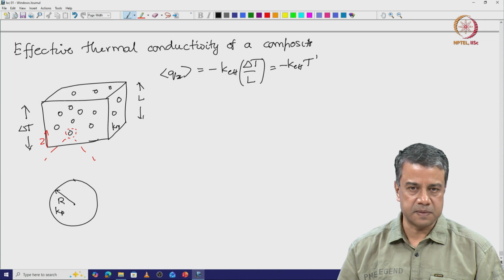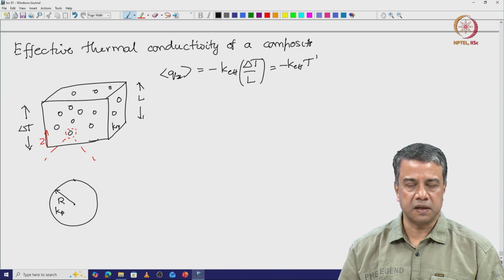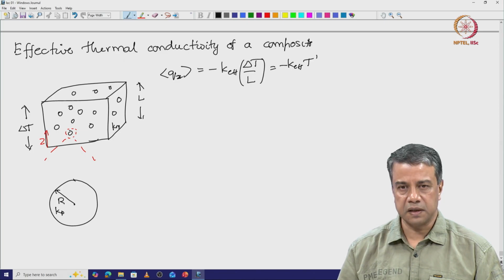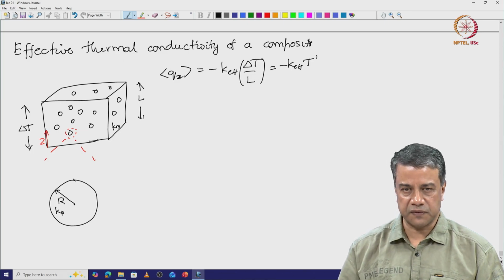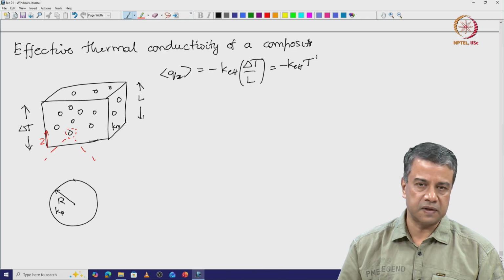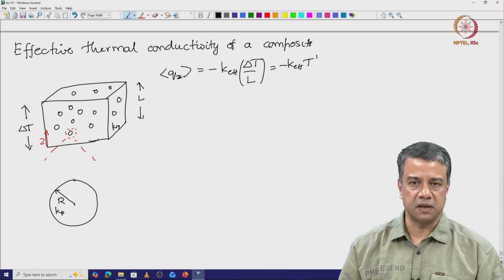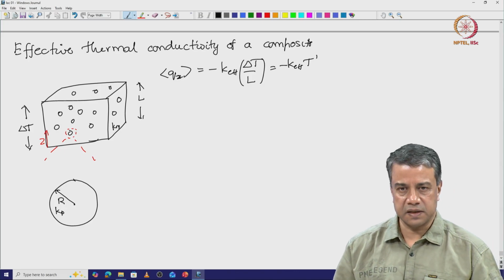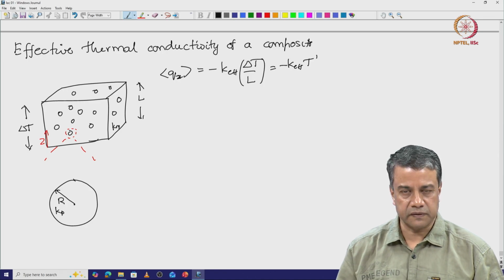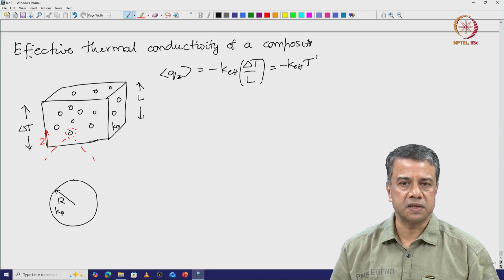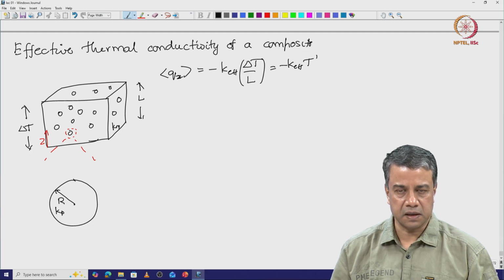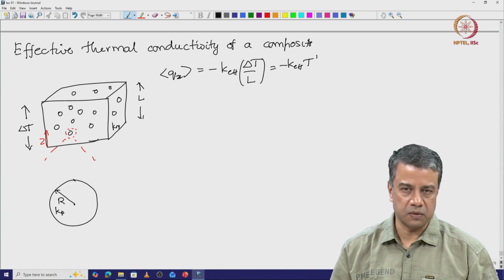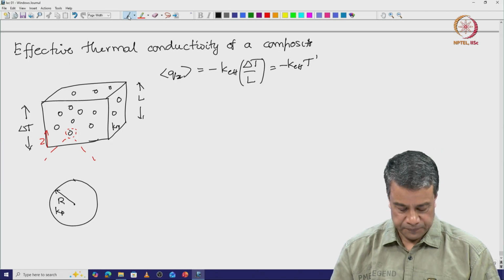And as I had explained physically, if the particle conductivity is higher than the matrix conductivity, the heat flux lines will pass preferentially through the particles, and the flux through the particles will be on average higher than the flux through the matrix. Vice versa, if the matrix conductivity is larger than the particle conductivity, heat flux lines will preferentially pass around the particle, and the flux through the particles is going to be lower than the flux through the matrix. And that is what we are trying to find out in this class.